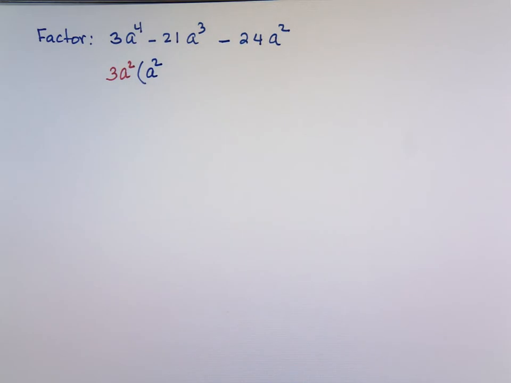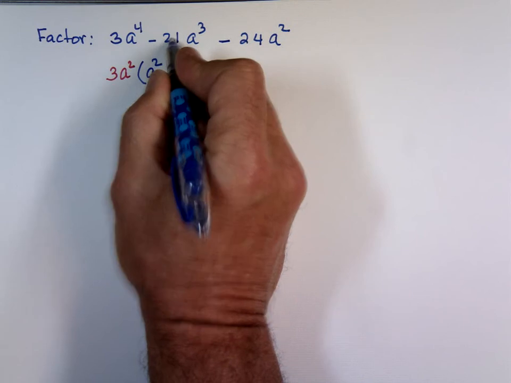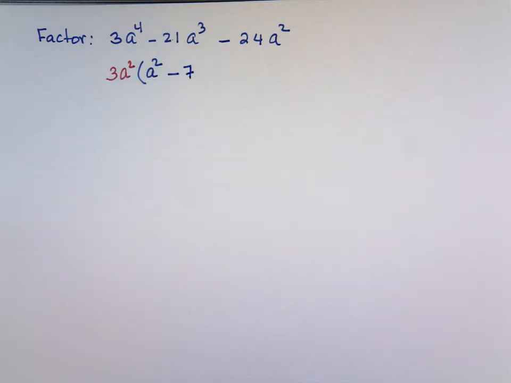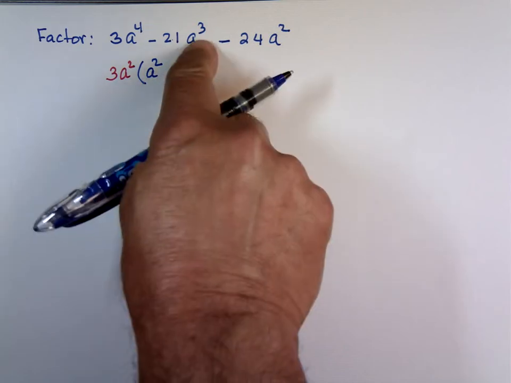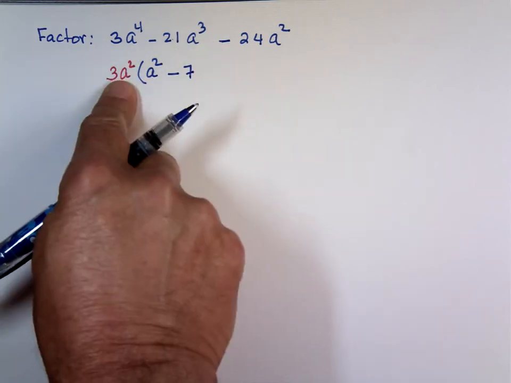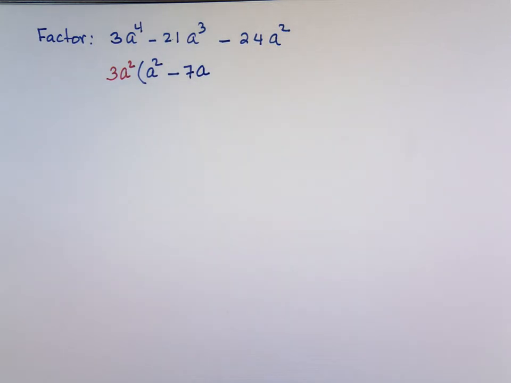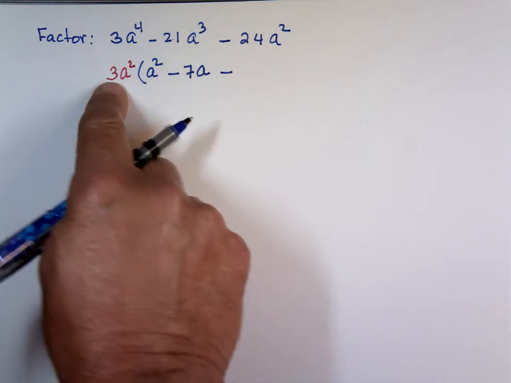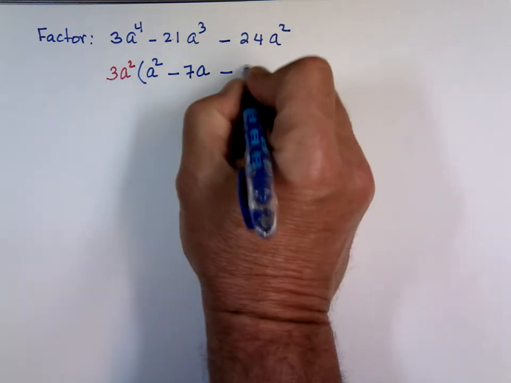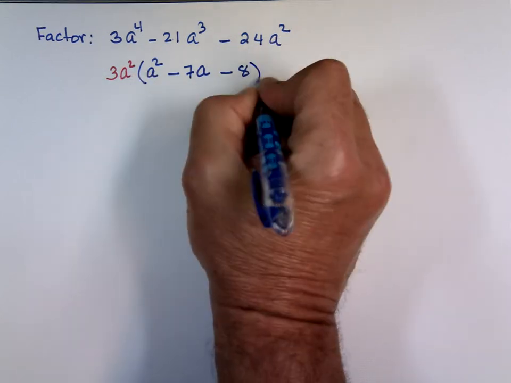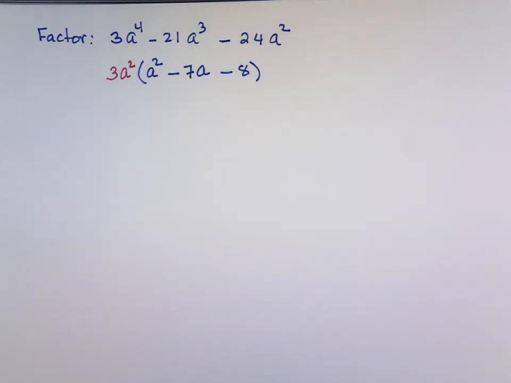There's the minus sign. 21 divided by 3 is what? 7. You have 3 a's. You already get 2 of them here. That will leave you with 1 on the inside. Here's the minus. What is 24 divided by 3? That's an 8. And you have 2 a's, but you already factored them out. No more a's left there. That's your greatest common factor.